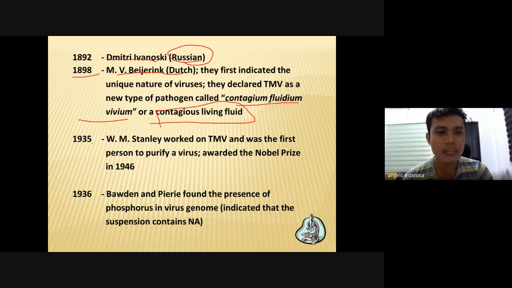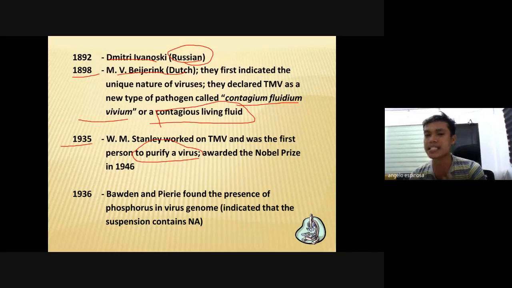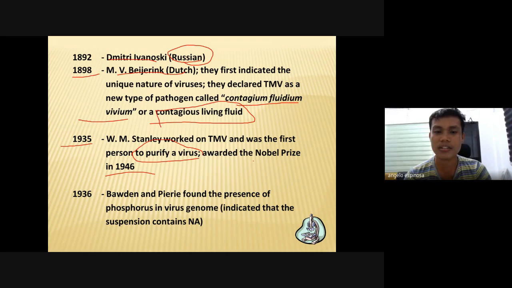In 1935, there is W.M. Stanley, who worked on the tobacco mosaic virus and was the first person to purify a virus. He was awarded because of his ability to purify the virus, totally removing it from the TMV. It was awarded the Nobel Prize in 1946. Again, what disease was awarded a Nobel Prize in 1946? It was TMV, the tobacco mosaic virus.